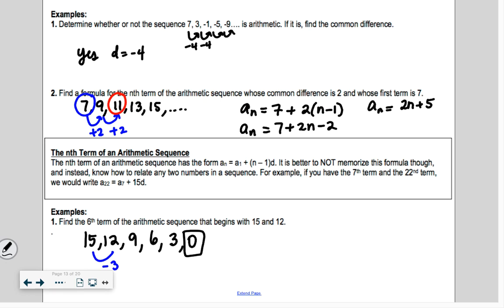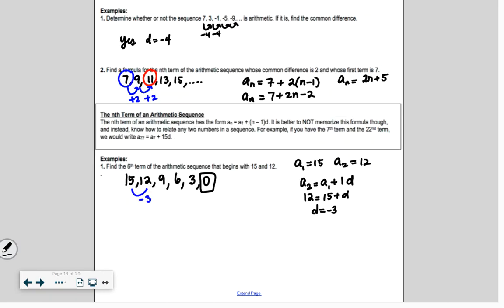Right? So we need to know how to use these formulas. If we're trying to set it up with a formula, we can say my A1 is equal to 15 and my A2 is equal to 12. If I'm relating A1 to A2, to get A2 I start with A1 and add 1 common difference, right? So I'm going to have 12 is equal to 15 plus D. So I end up getting D is equal to -3. Then once you have D, you can get whatever you want.